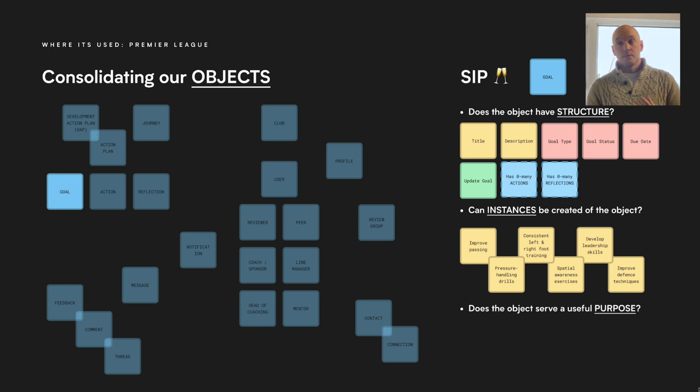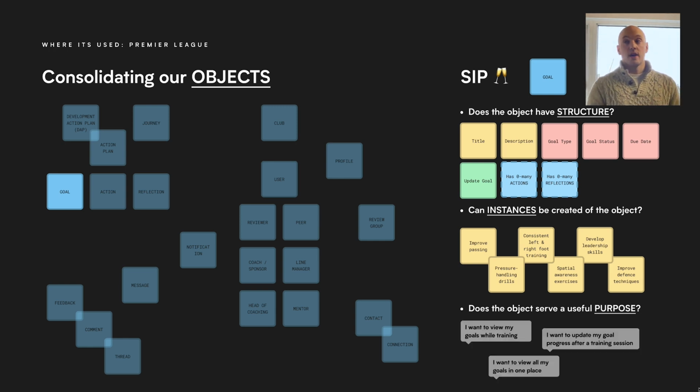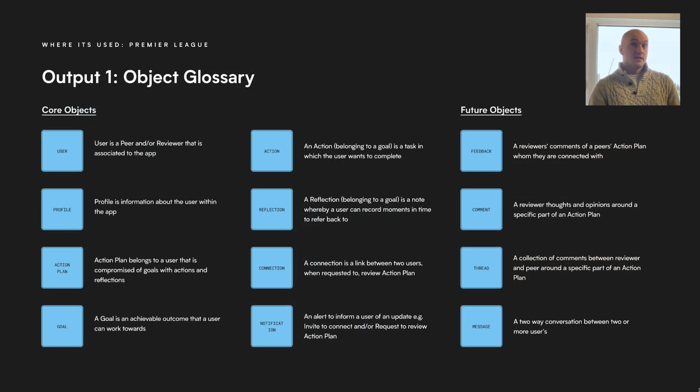And lastly, and one of the important things, and this is where research comes into play, does it serve a useful purpose? Like, yeah, we hear that it's going to give purpose, or I want to view my goals while training, or want to view all my goals in one place. So that's how we can work out if we need to actually have an object in the system itself. Then we create our first valuable output, which is the object glossary.